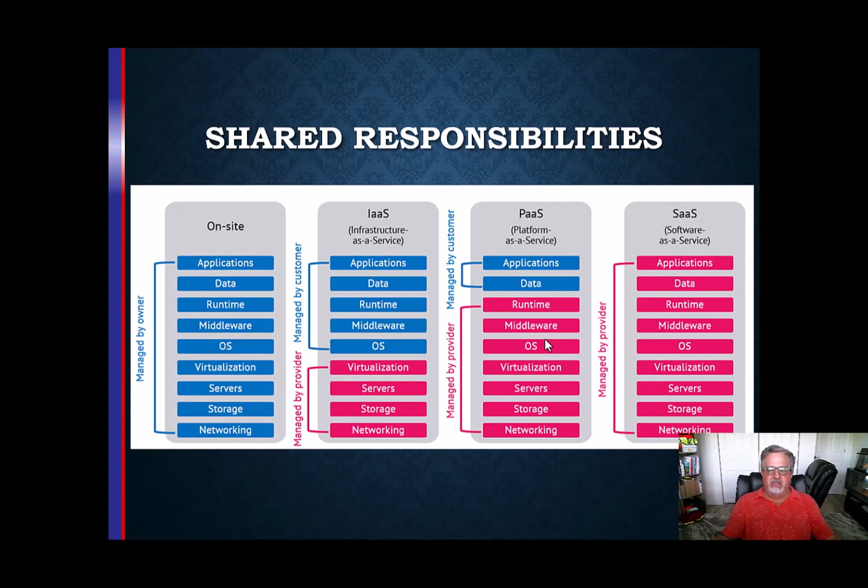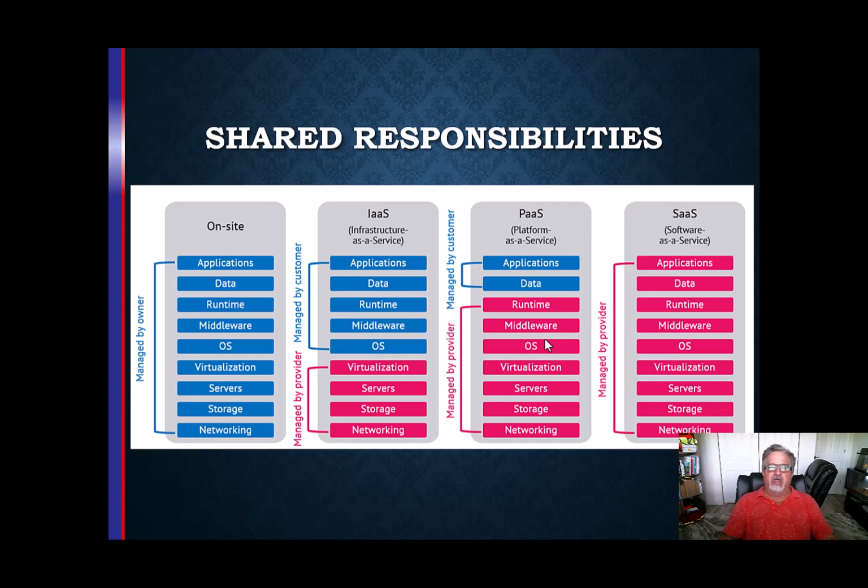Anything in pink is managed by the cloud service provider. So if you have an on-site data center, you are 100% responsible for apps and data, your runtime, your operating systems, your physical servers, virtual servers, storage, networking, router switches, firewalls, and so on. You're responsible for it all.